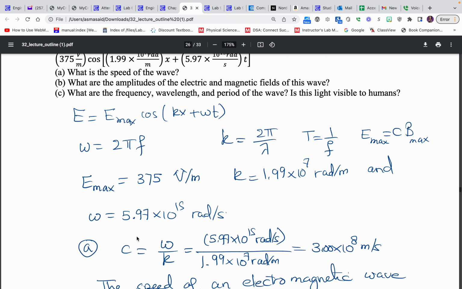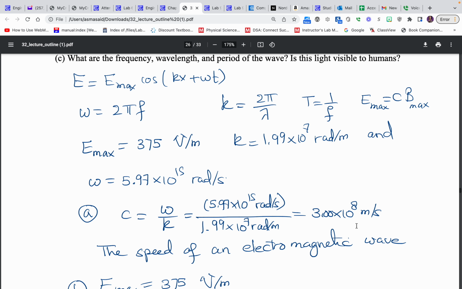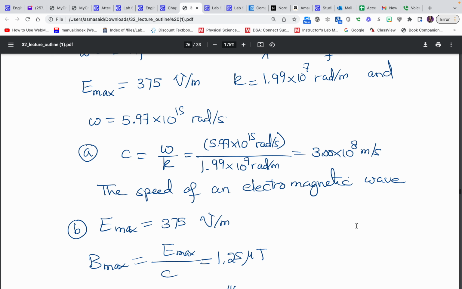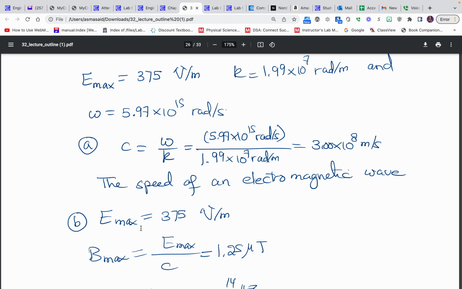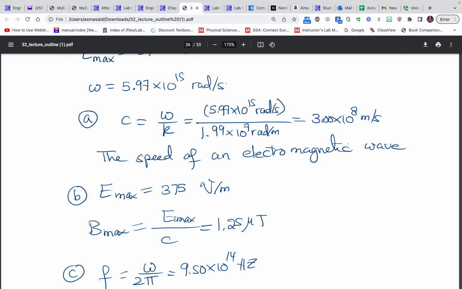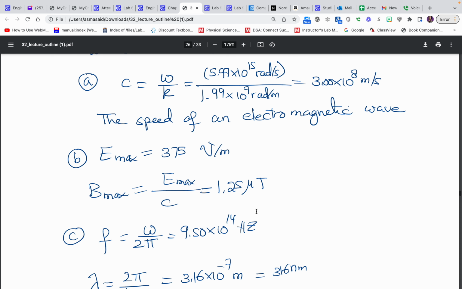The first thing we can calculate is the speed of the wave. This was introduced during the lecture. Omega divided by K is going to give you c, and that is 5.97 times 10 to the 15 radians per second divided by 1.99 times 10 to the 7, and that is going to give us 3 times 10 to the 8 meters per second, which is a typical speed for an electromagnetic wave in vacuum. We know E maximum is 375 volts per meter. Then B maximum is E maximum divided by c, and that is 1.25 micro Tesla.